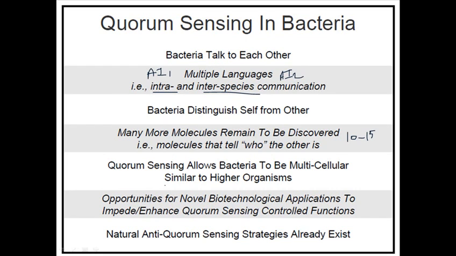Why? Because in higher organisms, cells communicate via endocrine signaling, paracrine signaling, synaptic signaling and so on. But in the case of quorum sensing, one bacterium can interact with another bacterium to finally make a colony, which we call a biofilm, with the help of these quorum sensing techniques.